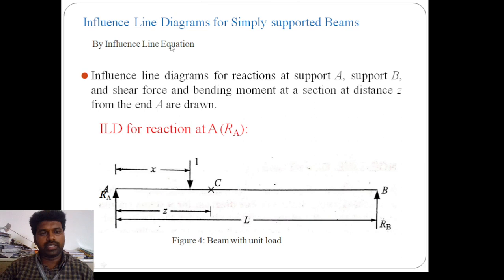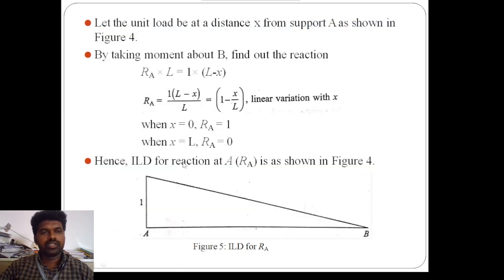Using the influence equation, the influence diagrams for the reactions at support A and support B, that is RA and RB, and for shear force and bending moment at a section at distance Z from A are drawn. ILD for reaction at A: a unit load is acting at a distance X from support A, as shown in the figure. By taking moment at support B, we find the reaction: RA into L equals 1 into L minus X, that is RA equals 1 minus X by L.